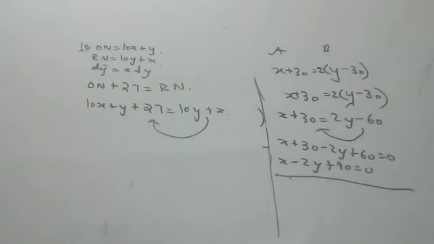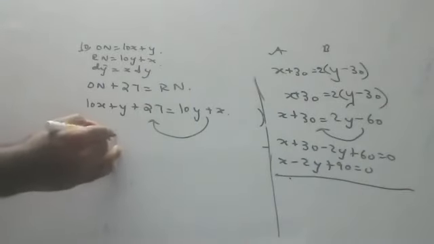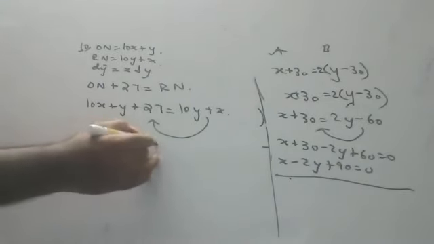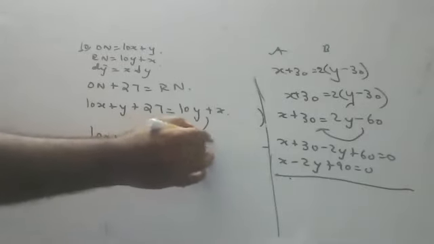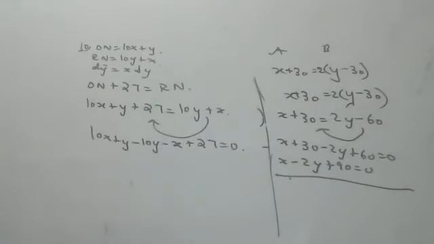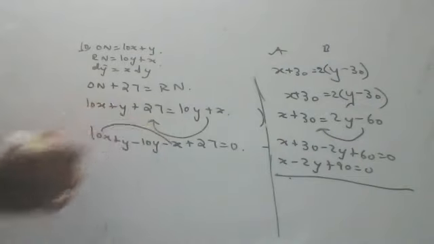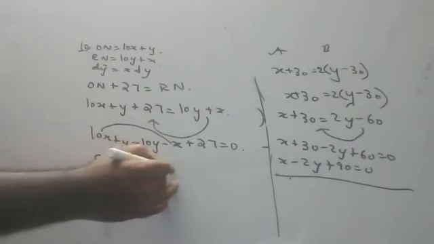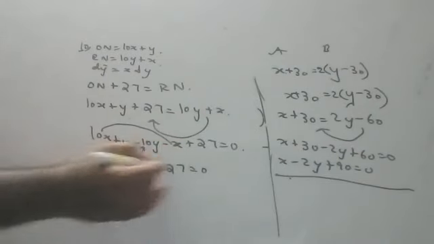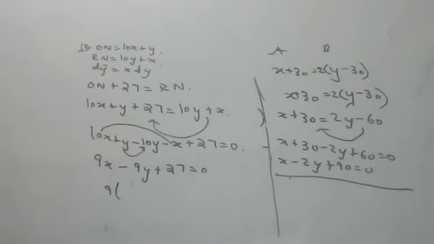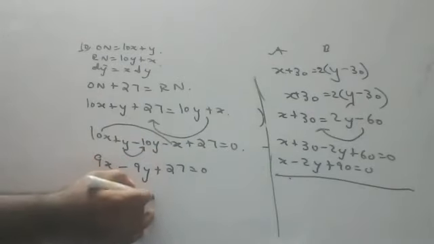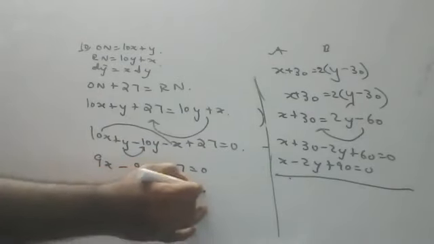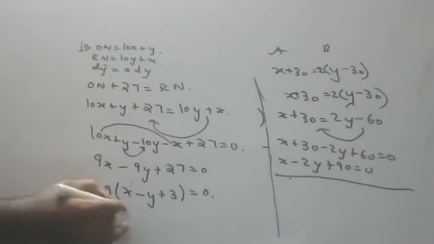Tell what happens. 10x plus y minus 10y minus x plus 27 is equal to 0. Tell. 10x minus x is how much? 9x. 9x minus 9y plus 27 is equal to 0. Can you take anything common in 9, 9, 27? You take 9 common. So 9 into x minus y plus 3 is equal to 0. Take 9 down.